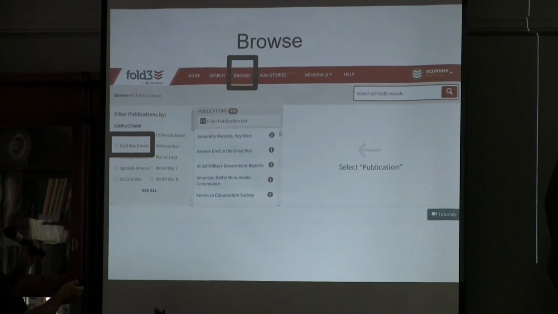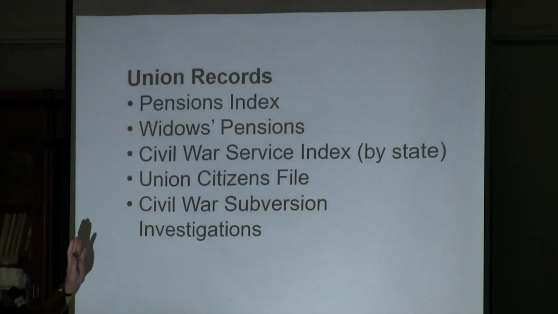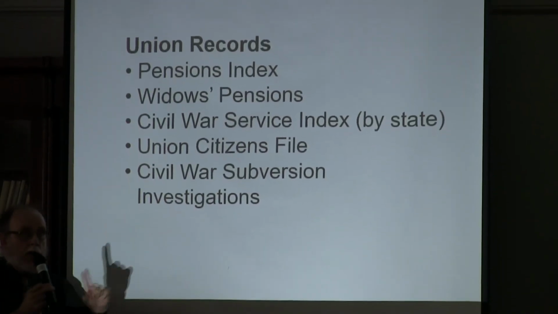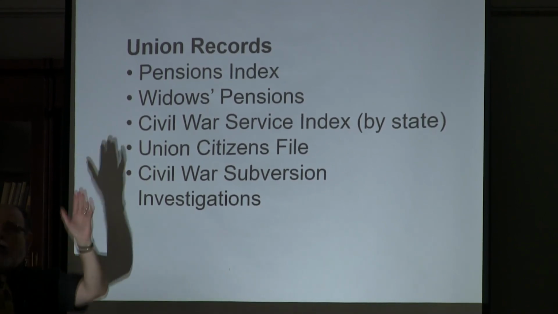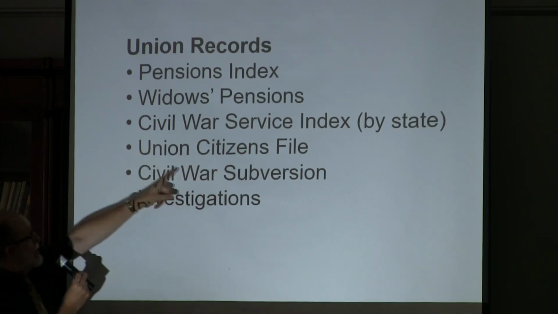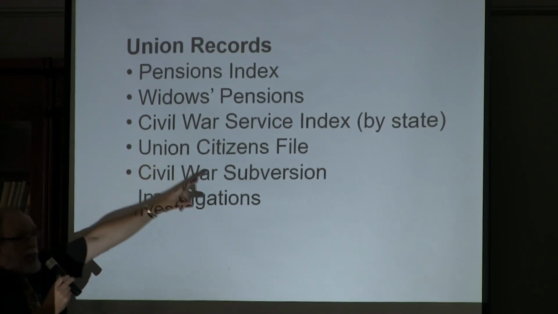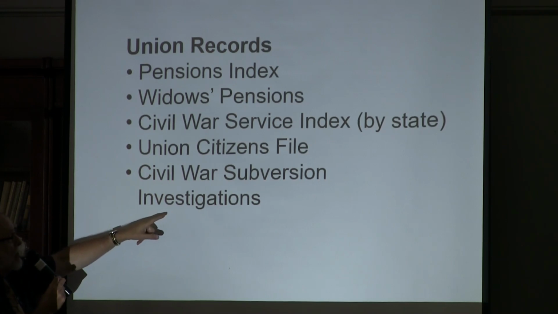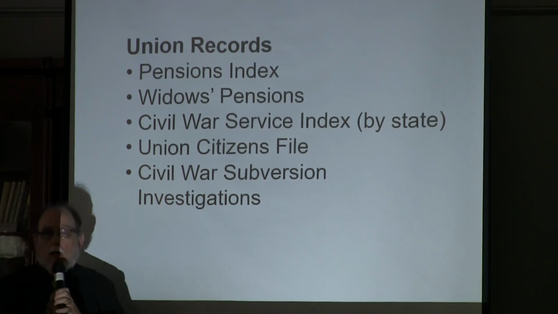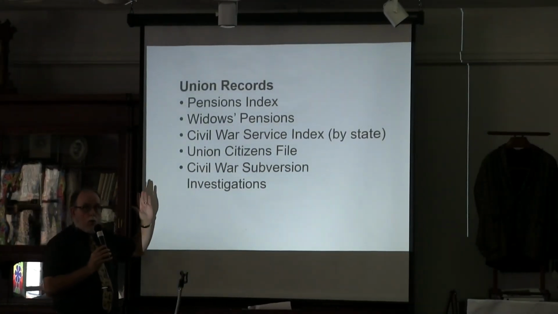Let me back up a second here. Before we talk about what's on Fold3, I just want to say, in general, the Union records, we will talk more about this regarding the National Archives, but Union records overall consist of a pensions index, applying for pensions, widows' pensions, Civil War service index by state, Union Citizens File, and Civil War subversion investigations. Actually, all of these are in Fold3. So I want to talk about each of these things in order, what they mean.